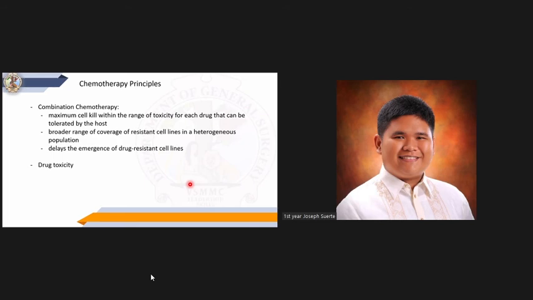So for drug toxicity in chemotherapy, cancer cells are usually more susceptible to your chemotherapeutic drugs because they are rapidly dividing compared to your normal cells. But in the body, there are also cell lines that are rapidly dividing, such as in your hair and in your GI tract. So that's why toxicity causes alopecia and ulceration in your GI tract.